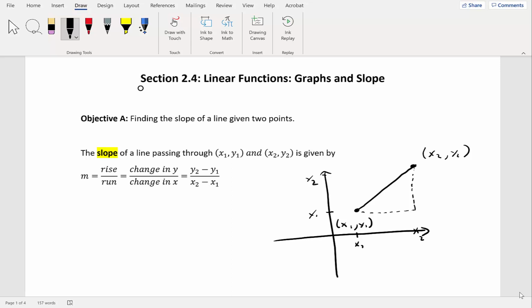So to figure out how much this line is rising, you would subtract your y coordinates from those 2 points. So this will give you the rise. Now to see how much you're running over, this is the difference between your x coordinates. This is x sub 2 minus x sub 1. So we have the ratio of rise over run.